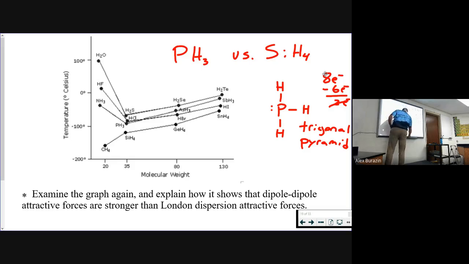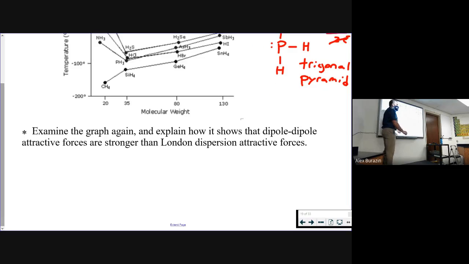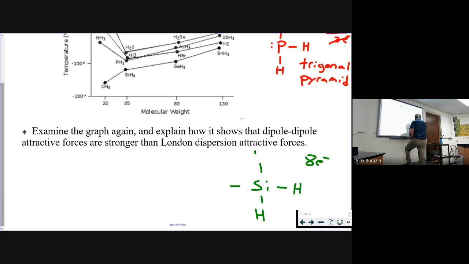Let's go to the next chart. Let's go to the SiH4. If you haven't done a Lewis diagram for that, go ahead and do a Lewis diagram for that. And I apologize, I have way more space than you do because I can hit that, and that probably didn't leave you enough space on your paper. There's your Lewis diagram. About as easy as life gets.